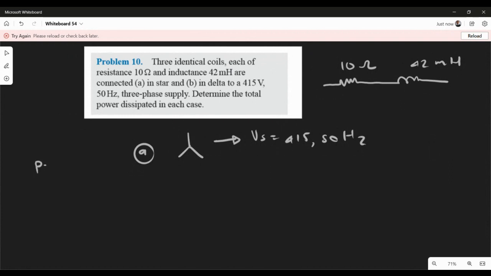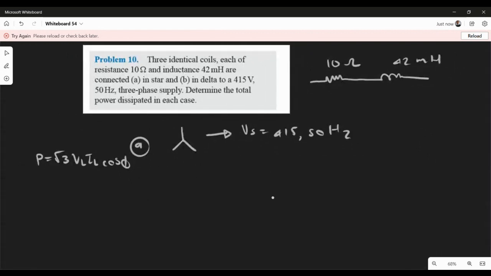The power dissipated in this case would be √3 V_L I_L cos φ. Typically we might say apparent power or reactive power, but in this case they want the true power. First thing that's important here: do they give us the line or the phase values? Let me see. First, our inductor over here is not in ohms, so we have to convert it into inductive reactance.